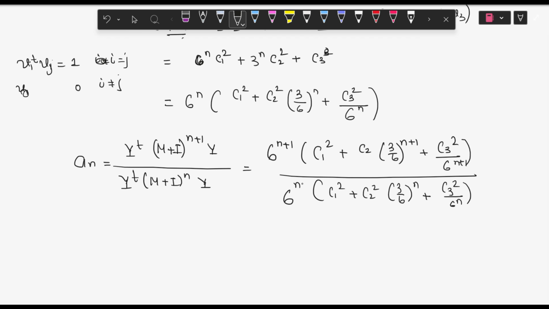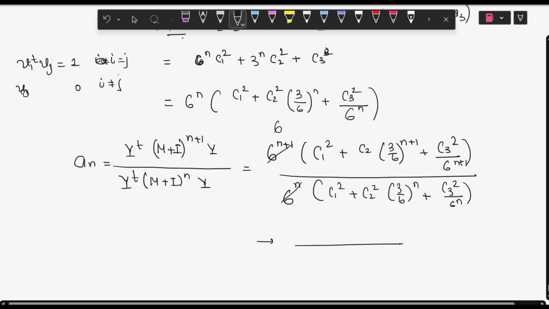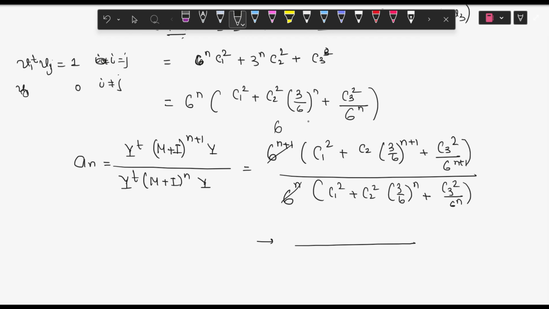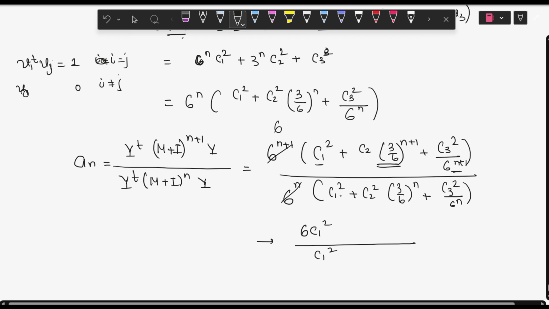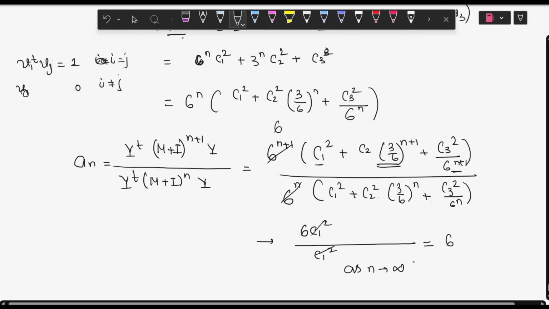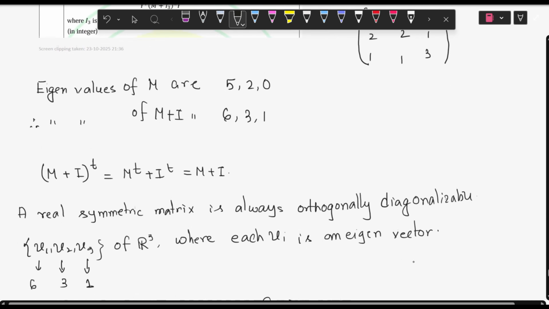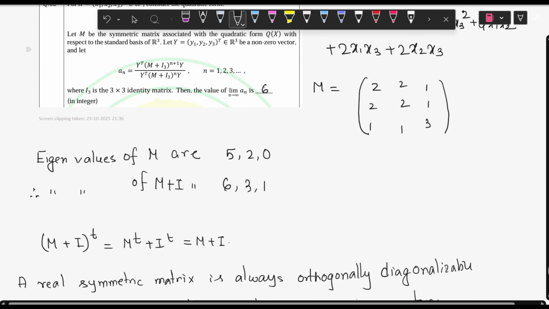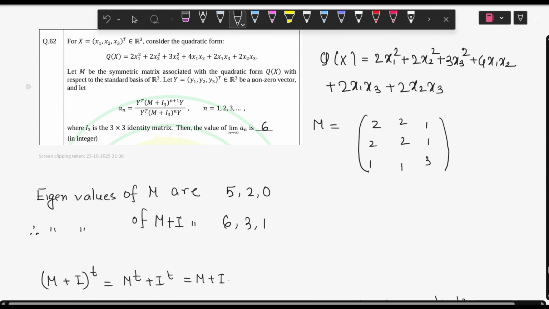So now I can cancel this, I would have 6. Now if I take the limit, so that becomes 6, this remains c1 square, this is 0 and this is 0, and in the denominator also c1 square, this is 0, this is 0, so cancelling c1 square with c1 square, this limit is 6. So as n tends to infinity, the limit of a_n is 6, which is our required answer. So answer is 6. So that's all about our question number 62. Thank you.